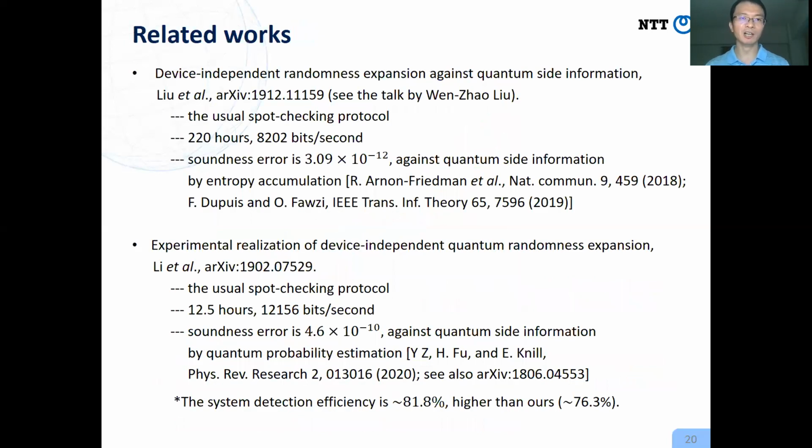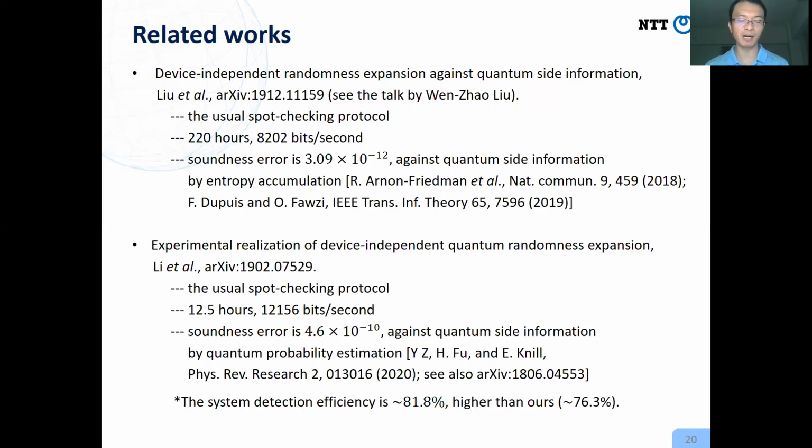In the end, I would like to briefly mention two other related works. Besides our work, there are two independent works that also demonstrate device-independent randomness expansion. In contrast with us, they use the spot checking protocol. So this experiment requires non-uniform bits with a specific bias as well as uniform bits as inputs. Also, in contrast with us, their security analysis is against quantum side information. To achieve this goal, one work uses entropy accumulation. The other work uses quantum probability estimation.